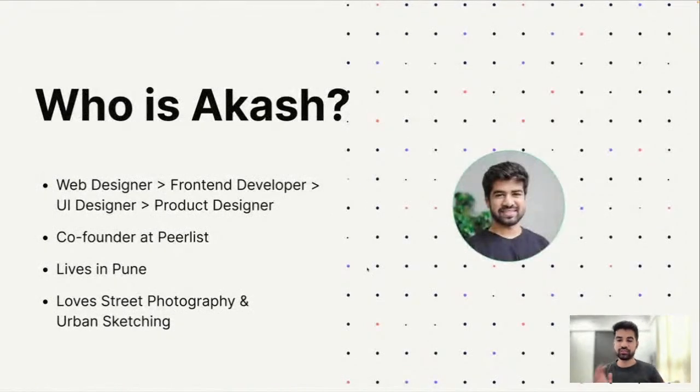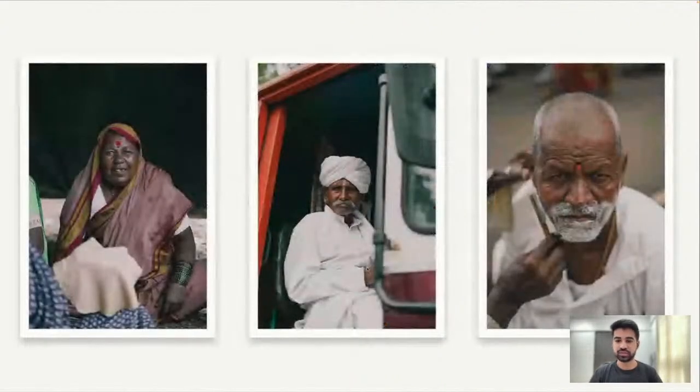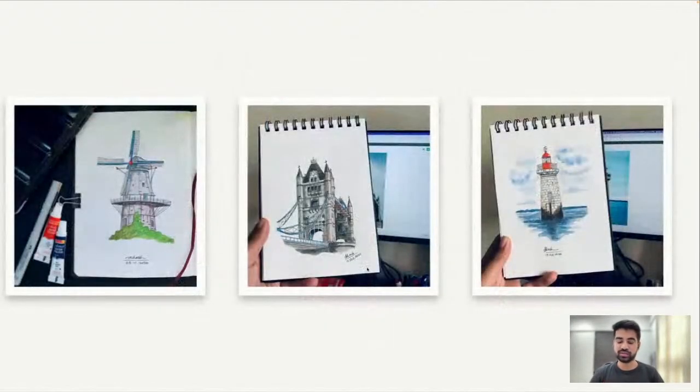So I'm Akash. I started as a web designer, then front-end developer, then I again became a UI designer, and now in my past company Athena Health, I was a product designer. I was managing a team of five product folks there. Now I am a co-founder at Peerlist, taking care of all the product design, management, and so on. I live in Pune, and I love street photography. That is what I do on the weekends, and urban sketching. That is where I disengage myself from everything and separate out from work and other things.